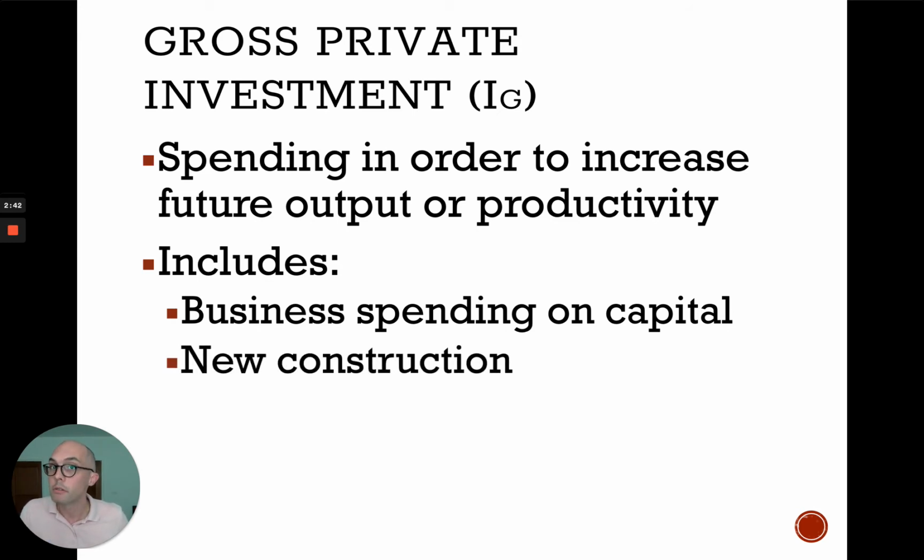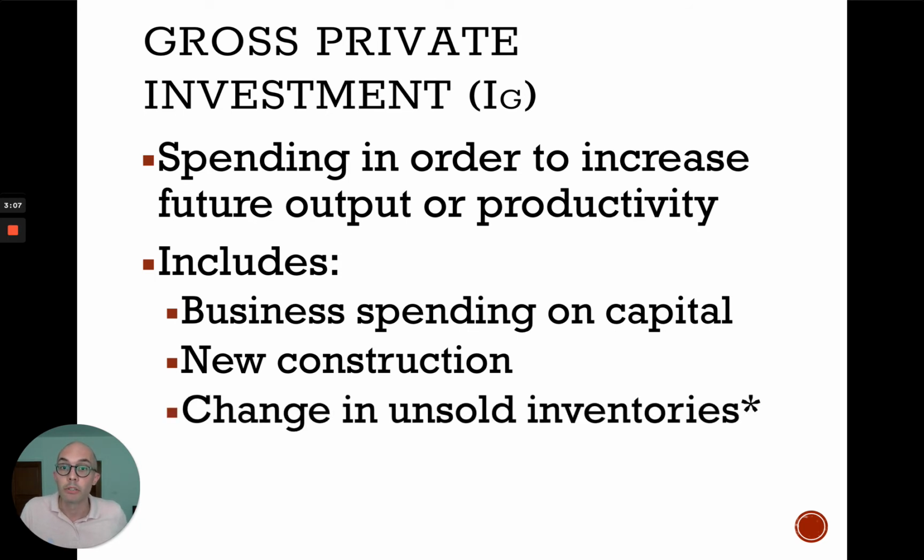It also includes new construction. Now the tricky thing, and something you need to remember, is this includes new construction on buildings and apartments and things like that, but also single family residential houses. So houses that regular families or households live in. So normally you would think that a household, the house that they're living in, would be included in C, but in this case it's included in IG. So this is tricky, and please make sure to remember it.